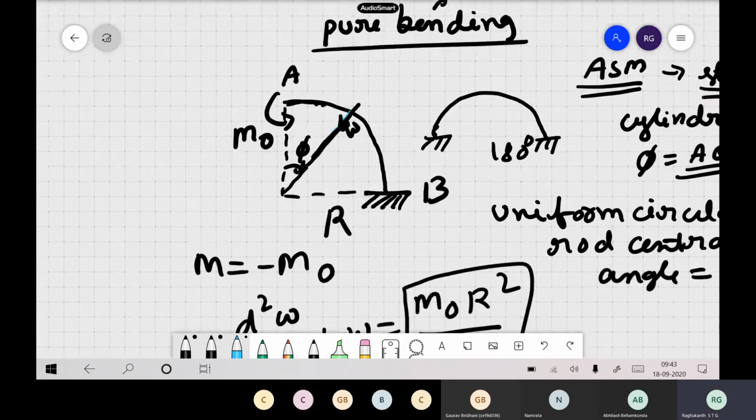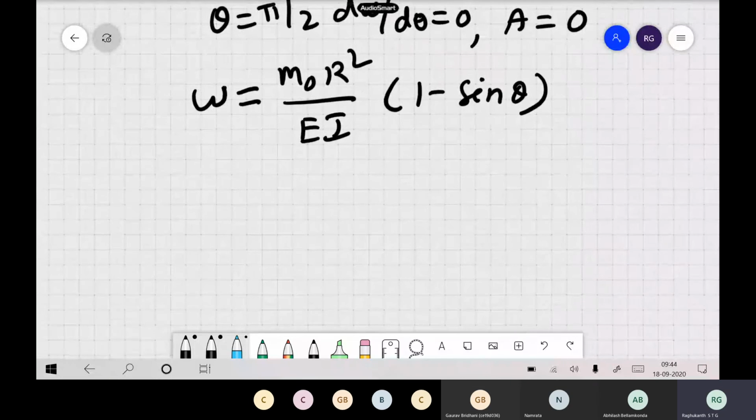See this arch, where will be the maximum deflection? It is at theta equal to 0. Okay, so this is something like a cantilever, a cantilever arch we say. So theta is equal to 0.